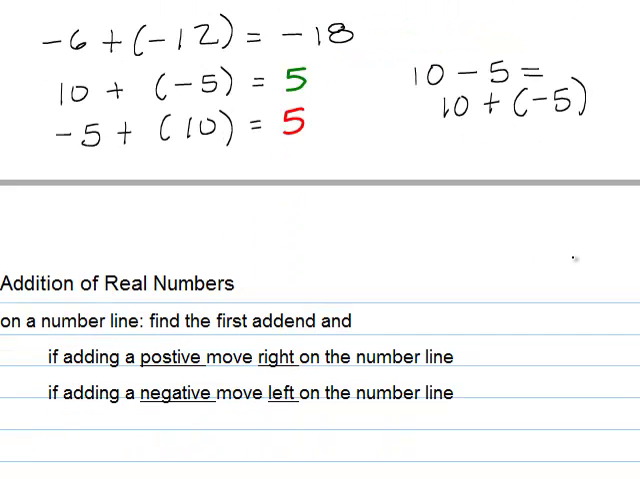So now we can see, again, our rule for adding real numbers. We start by locating the first, and then if we're adding a negative, we move to the left. If we're adding a positive, we move to the right.